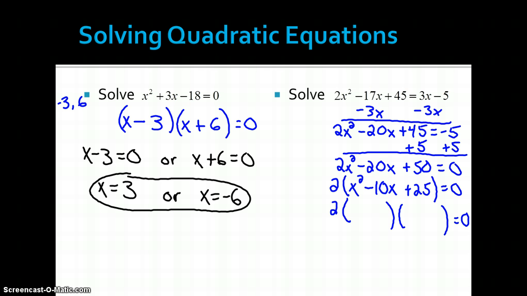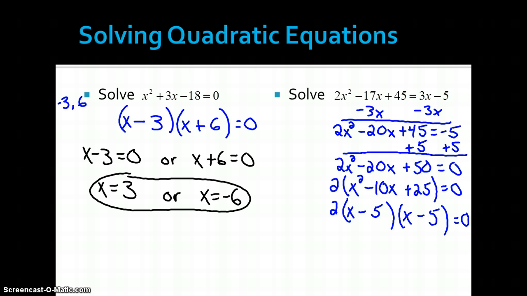Now, this looks like it might be a special case because the first term is a perfect square and the last term is a perfect square. Let's take a look. Factors of 25 that combine to give you 10. Well, to me, that's minus 5 minus 5. So we have it factored. We've gotten it back up here.